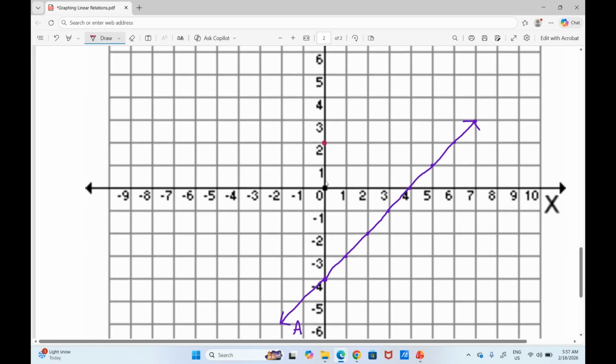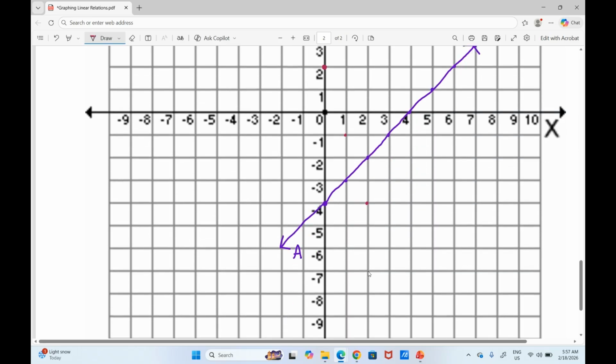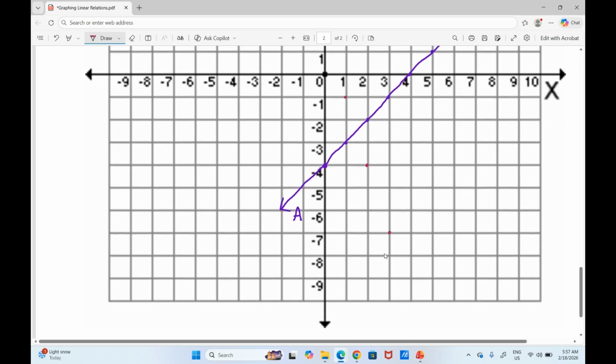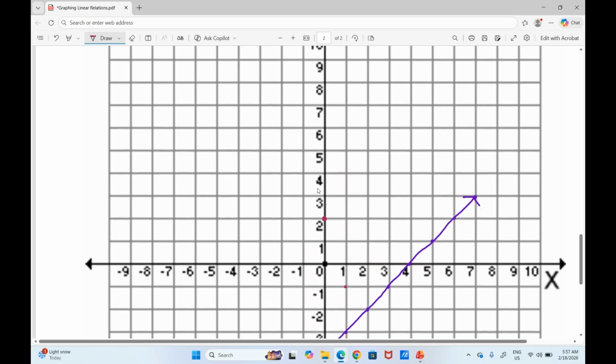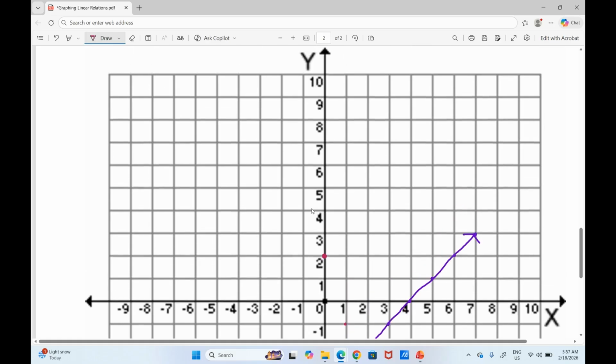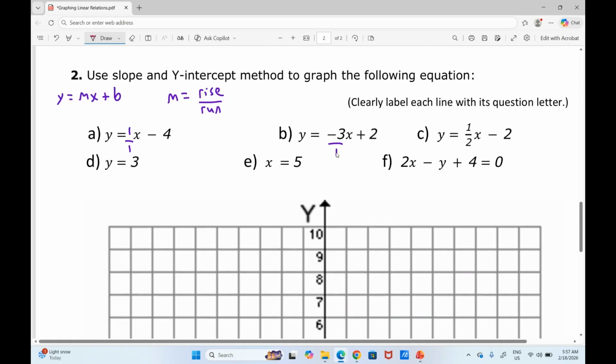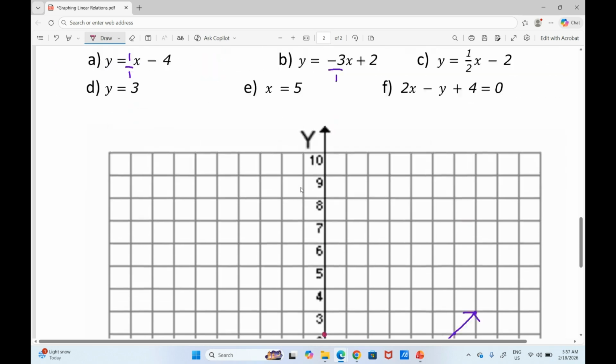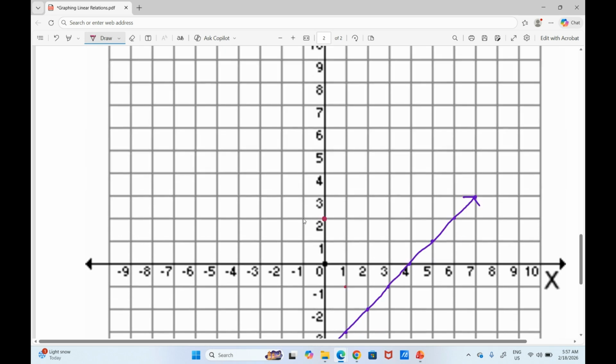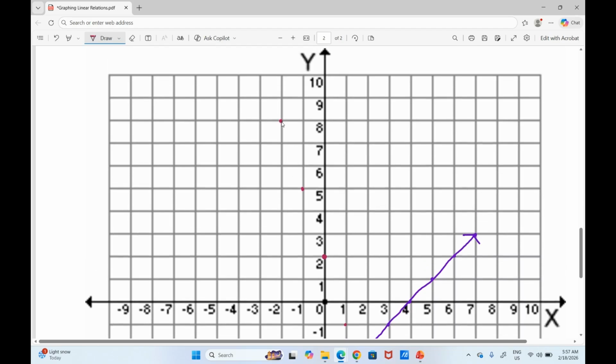So 1, 2, 3, across by 1. 1, 2, 3, across by 1. And I can also go backwards if I want to. Every time I go down by 3, I go across by 1, so we can always work backwards: go back by 1 and go up by 3. That way you can draw the other end too.